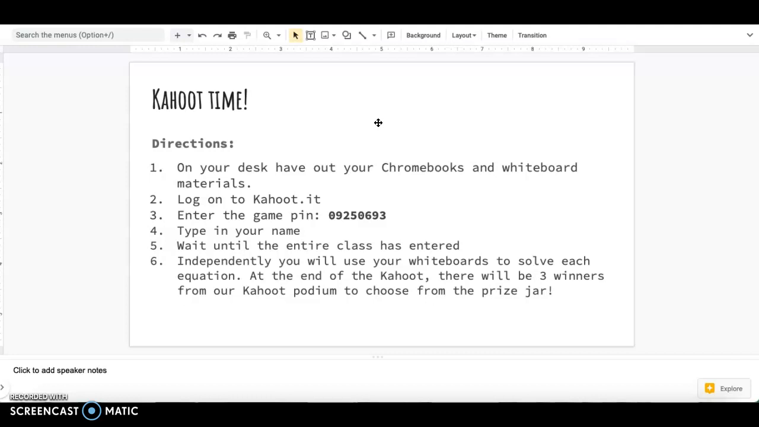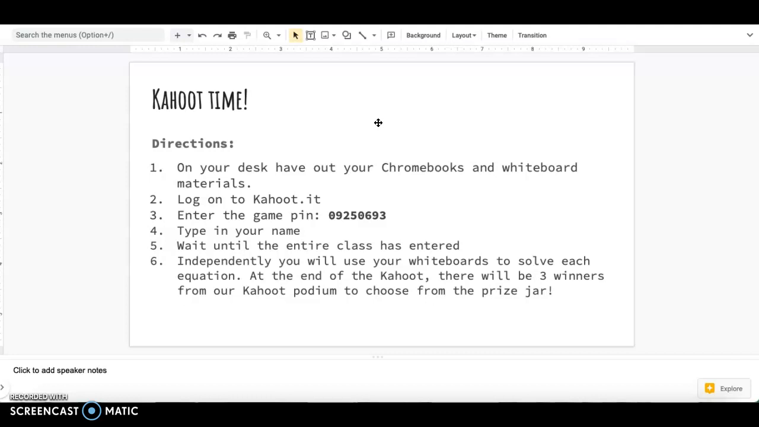Now once they're on kahoot.it, I have the game pin up on the board for step 3. And then step 4, after you put in your game pin, type in your name. Step 5, they'll wait until the entire class is entered and wait for me to start the Kahoot. And step 6, I'll go over what we're doing with the Kahoot and how they should be handling solving the questions on the Kahoot.